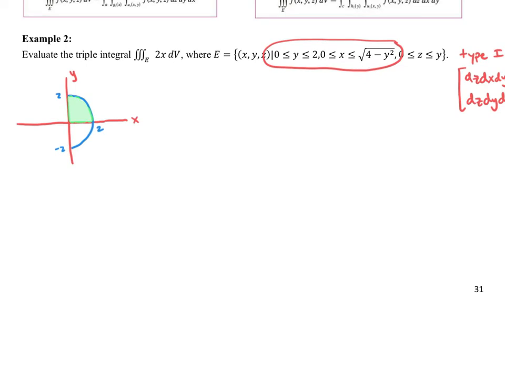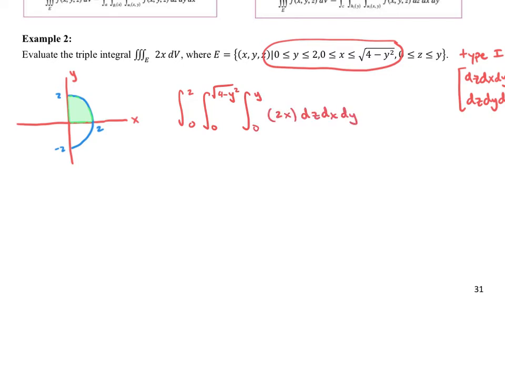I'm going to set this up as the integral with y on the outside. Y is 0 to 2. Then x would be 0 to the square root of 4 minus y squared, and z is from 0 to y. Then again, the function is 2x. And the way that I wrote it was like this.